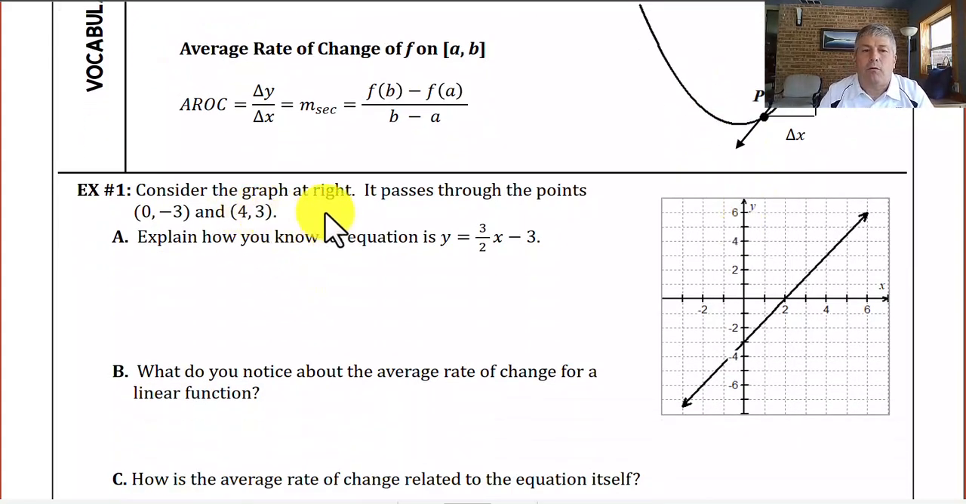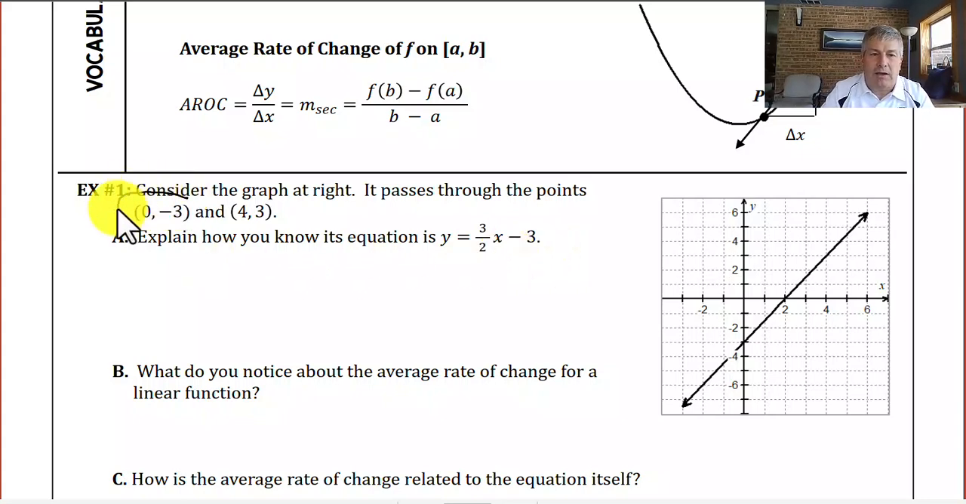In example 1, we want to consider the graph here at the right. And this particular graph passes through the points (0, -3) and (4, 3). It also passes through (2, 0), the x and y intercepts. Explain how we know its equation is y equals 3/2 x minus 3.